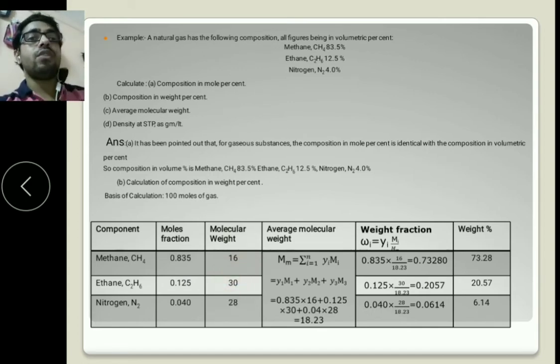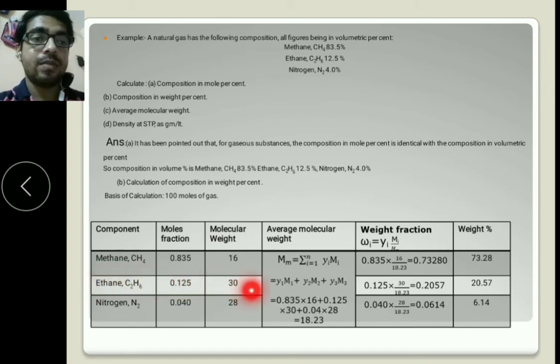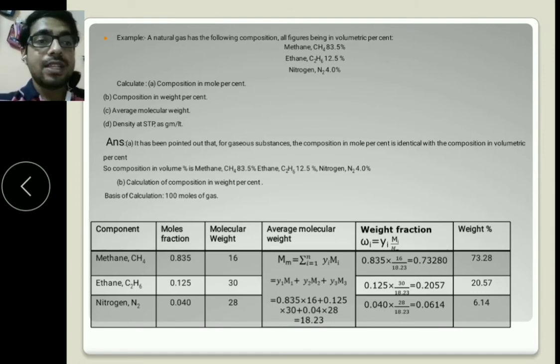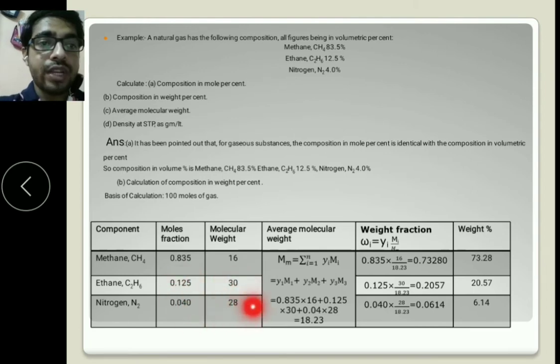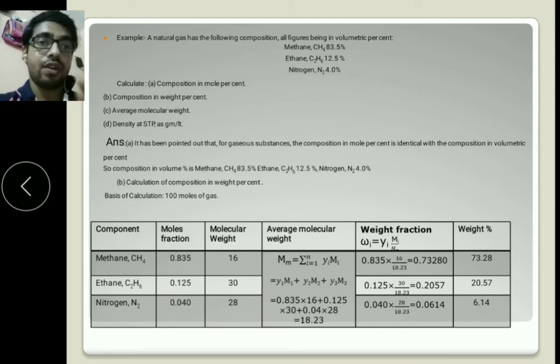How do we calculate molecular weight? For methane it is 16, since carbon is 12 and hydrogen is 1, so 12 plus 4 is 16. Ethane similarly has 2 carbons, 2 into 12, and 6 hydrogens plus 6, so 2 into 12 plus 6 is 30. And the molecular weight of nitrogen is 28, since nitrogen has 14 and N2 has 2 nitrogens, so 14 into 2 is 28.